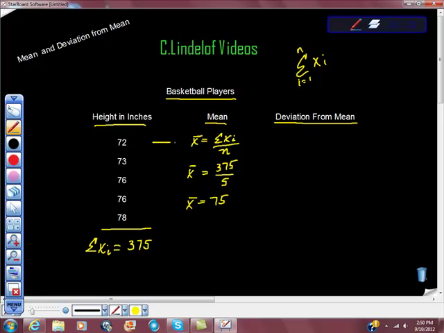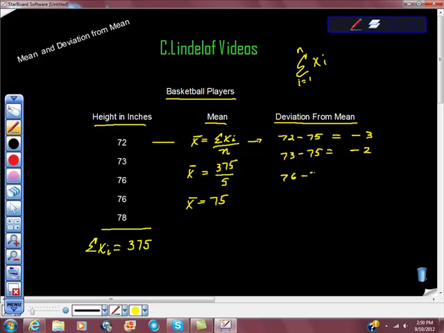So the first one was 72. So what I did was 72 minus the mean value. The mean value is 75. And the deviation from the mean is that this guy is 3 inches shorter than the average player on this team. The second one is done in a similar way, where I had 73 minus 75, and this player was about 2 inches shorter than the average player.